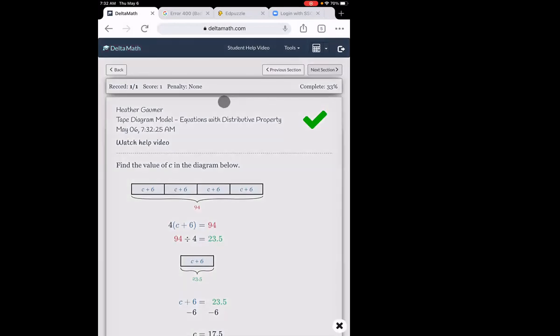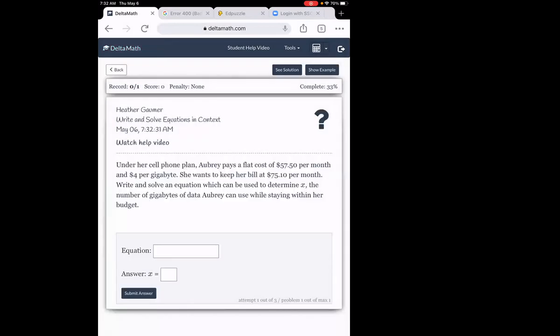Right, still in review. So we're in review mode. Now we're going to get to problems that you would have gotten on a test that maybe you would have skipped before. My hope is that you're starting to see these in those blocked type of problems. Under her cell phone plan, Aubrey pays a flat fee of $57.50 per month, and then she's got $4 per gigabyte. She wants to keep her bill at $75.10. This is very similar to one we did yesterday.